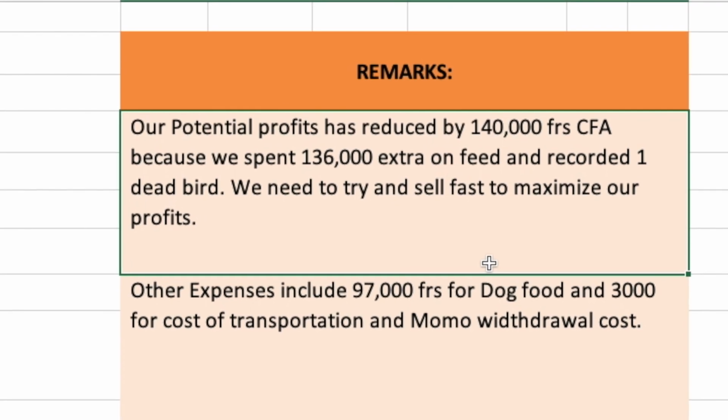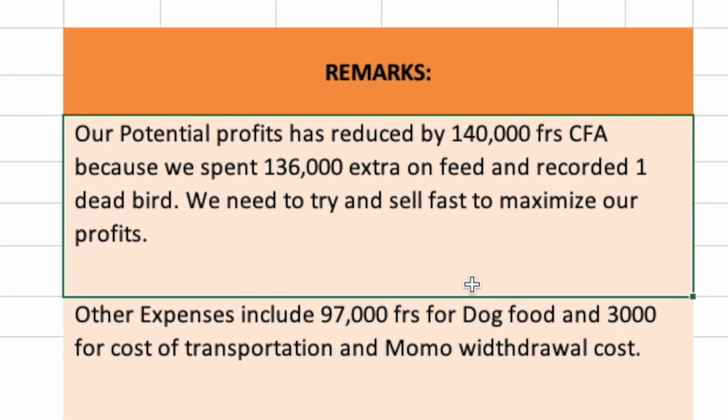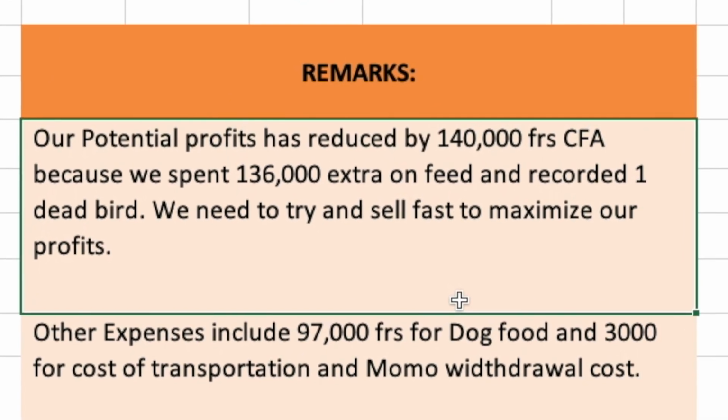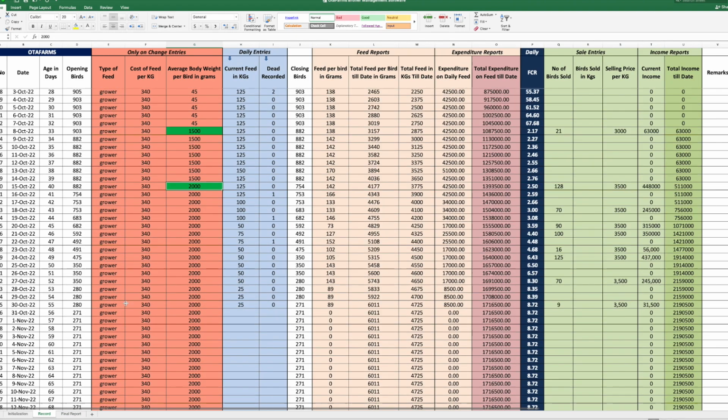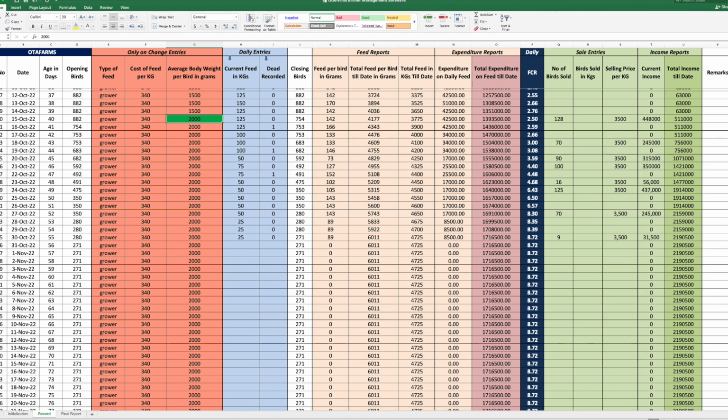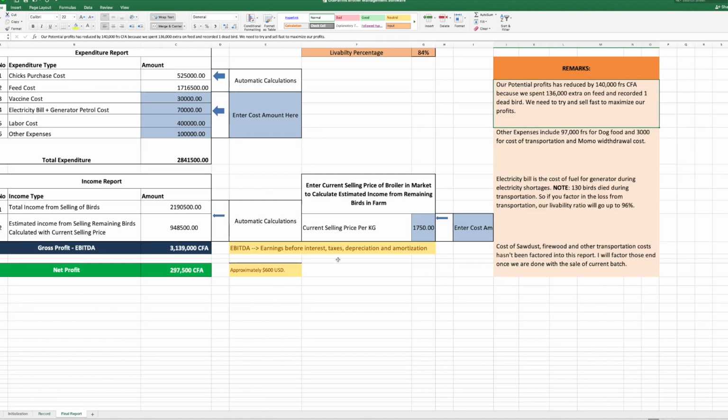And this is the lesson learned from the very first batch. The very first batch, it took us more than 6 weeks to sell. It took us a total of 55 days. We want to sell everything by day 42. We get rid of everything. So it took us a longer period of time to actually sell all the birds, and that was not good.